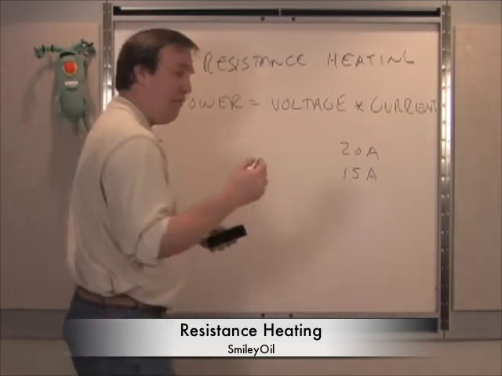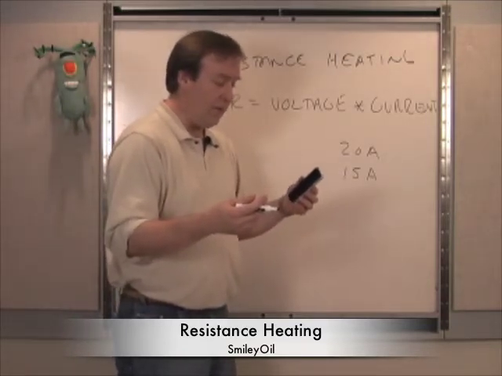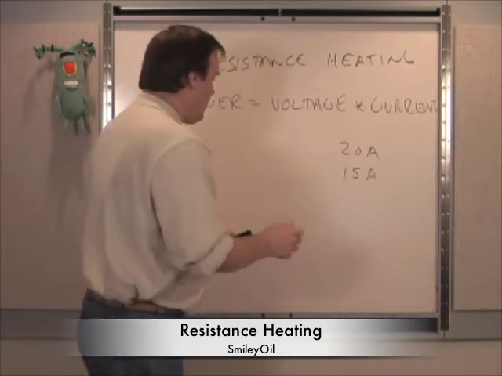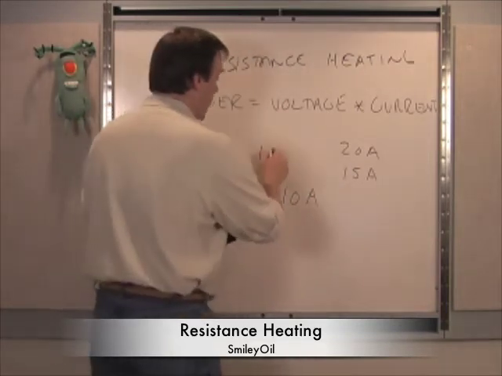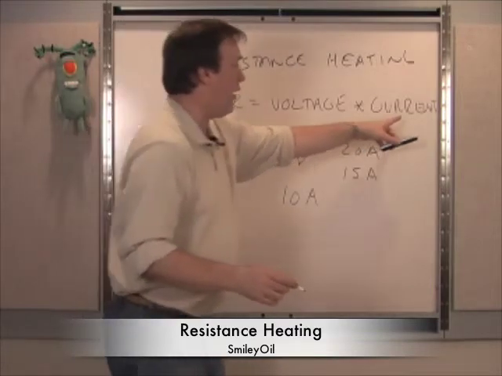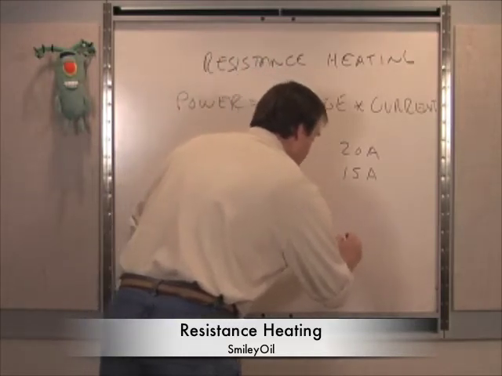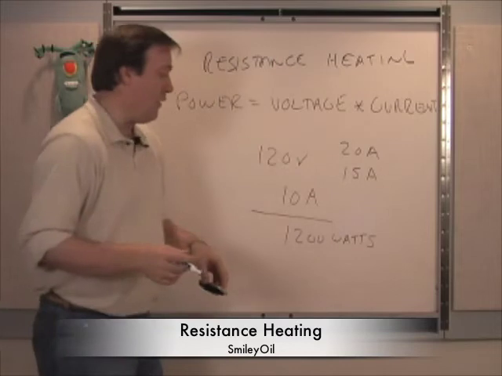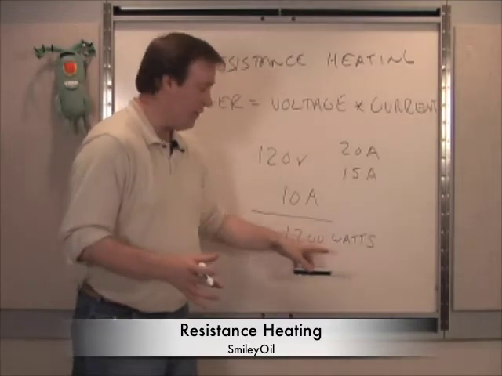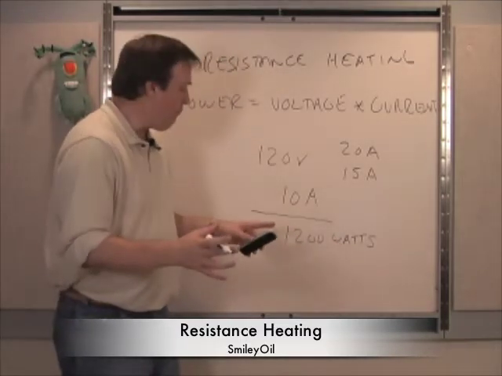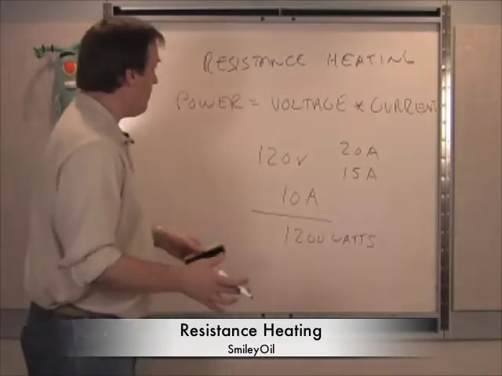So when people build heating devices like toasters or hair dryers or space heaters, they tend to design them around 10 amps. So if we take voltage times current, 120 volts times 10 amps, we have 1200 watts. Hair dryers often list the wattage on the side, 1200 watts, which is basically the most you can have on a heating device and not blow a fuse.